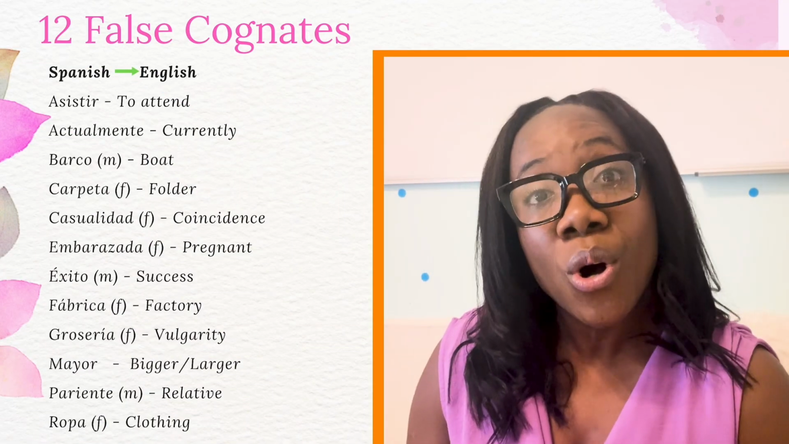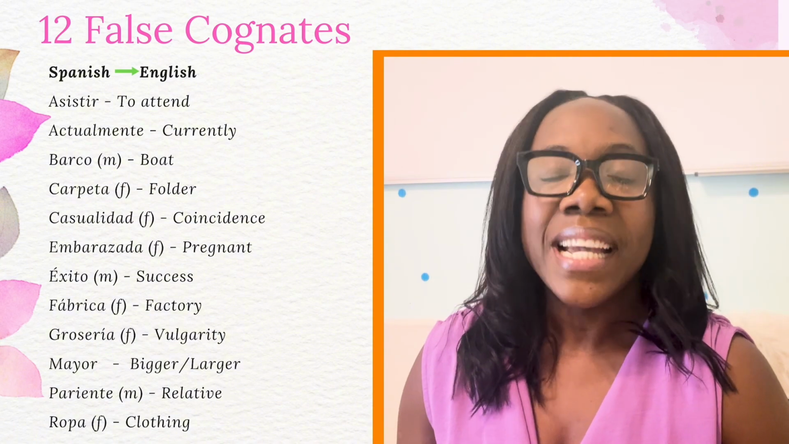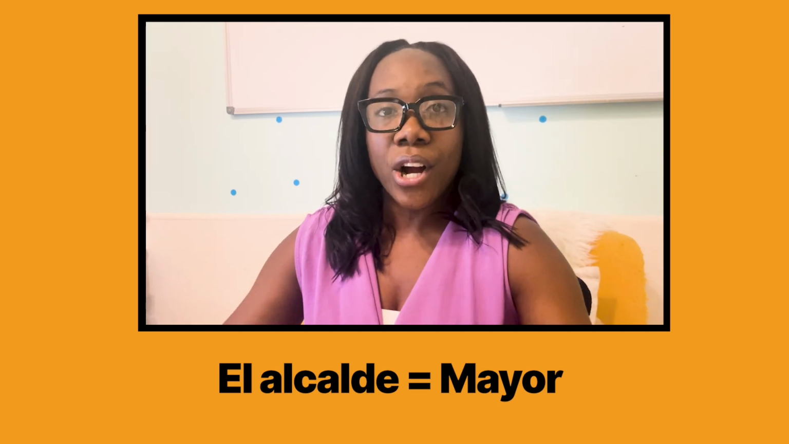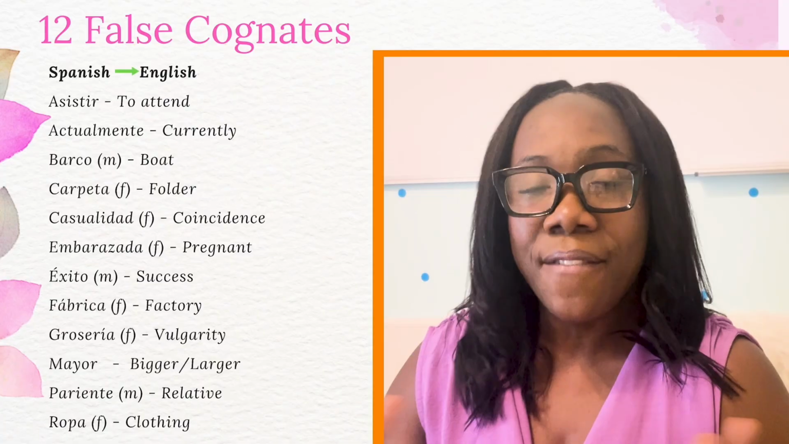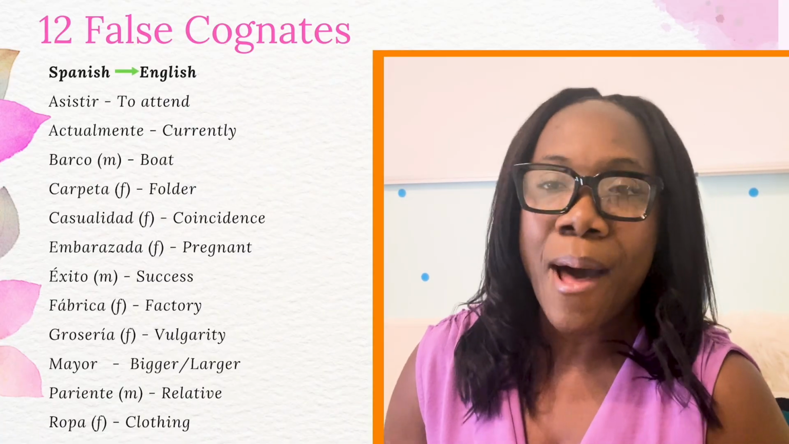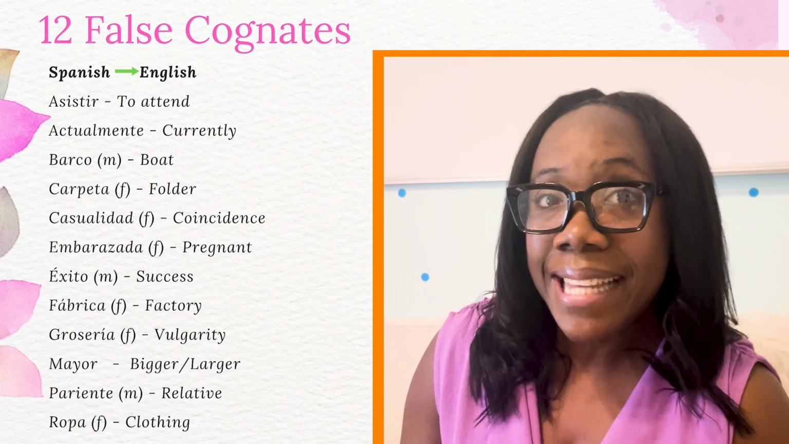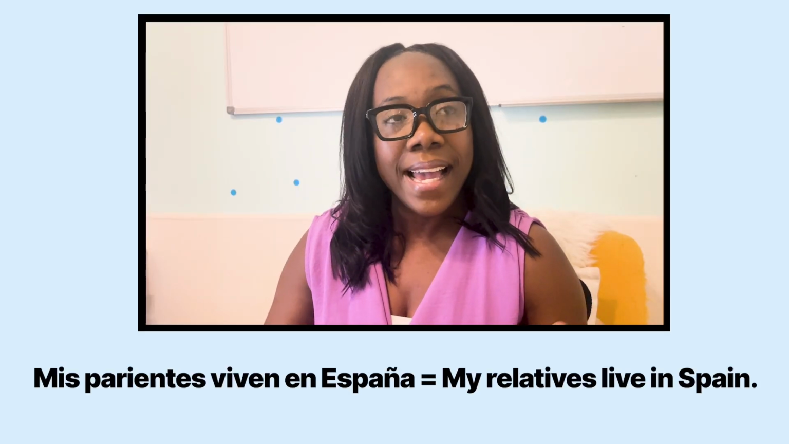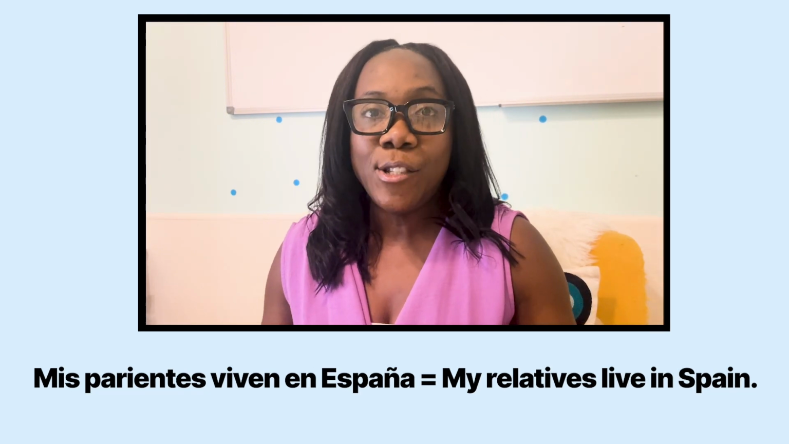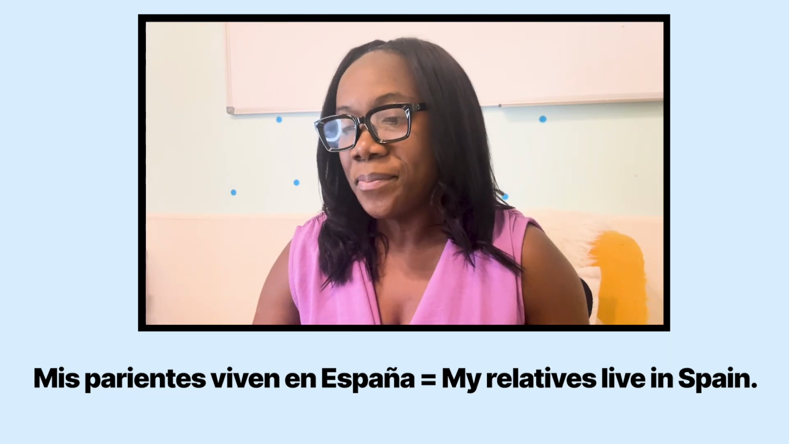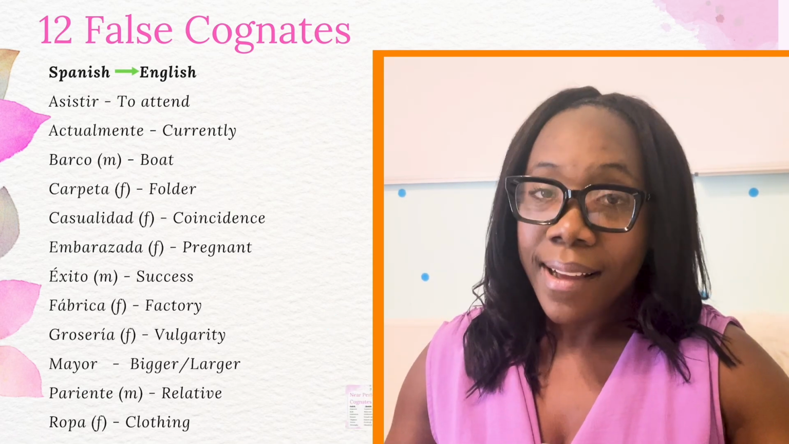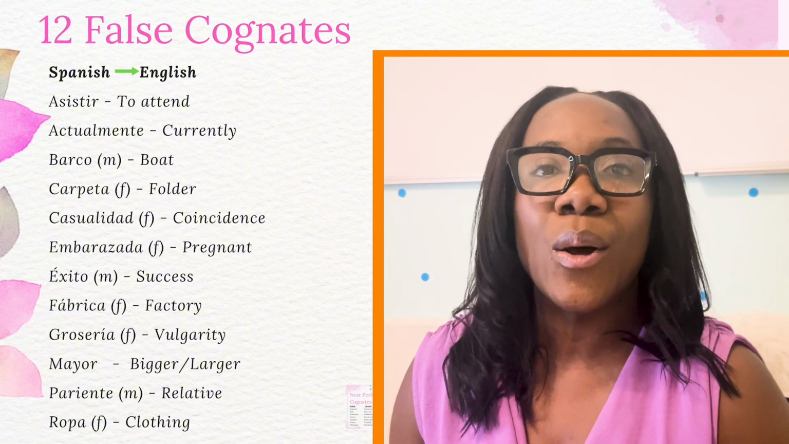We continue with mayor, which is not mayor. The Spanish word for mayor is actually el alcalde. El alcalde. Mayor means bigger or larger. If you think of major, then that can help you. All right. And then pariente, not your parents, but a relative. So mis parientes viven en España. My relatives live in Spain. Pariente, relative. All right. And the last one is la ropa, which is not a rope. It is clothing. Clothing.